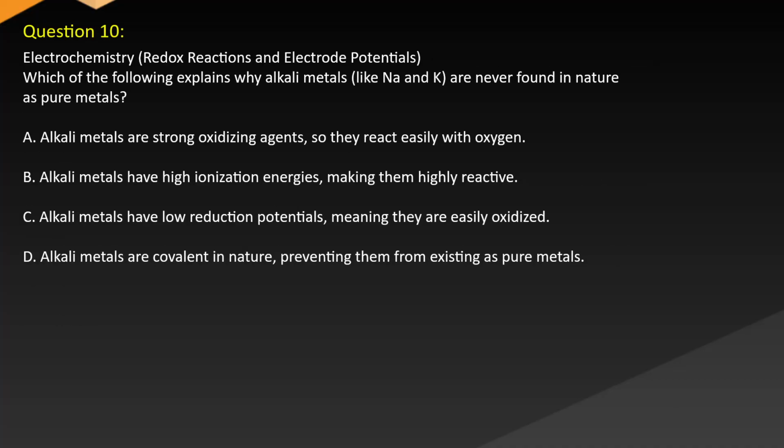Question 10. Electrochemistry, redox reactions, and electrode potentials. Which of the following explains why alkali metals like Na and K are never found in nature as pure metals? A. Alkali metals are strong oxidizing agents, so they react easily with oxygen. B. Alkali metals have high ionization energies, making them highly reactive. C. Alkali metals have low reduction potentials, meaning they are easily oxidized. D. Alkali metals are covalent in nature, preventing them from existing as pure metals.